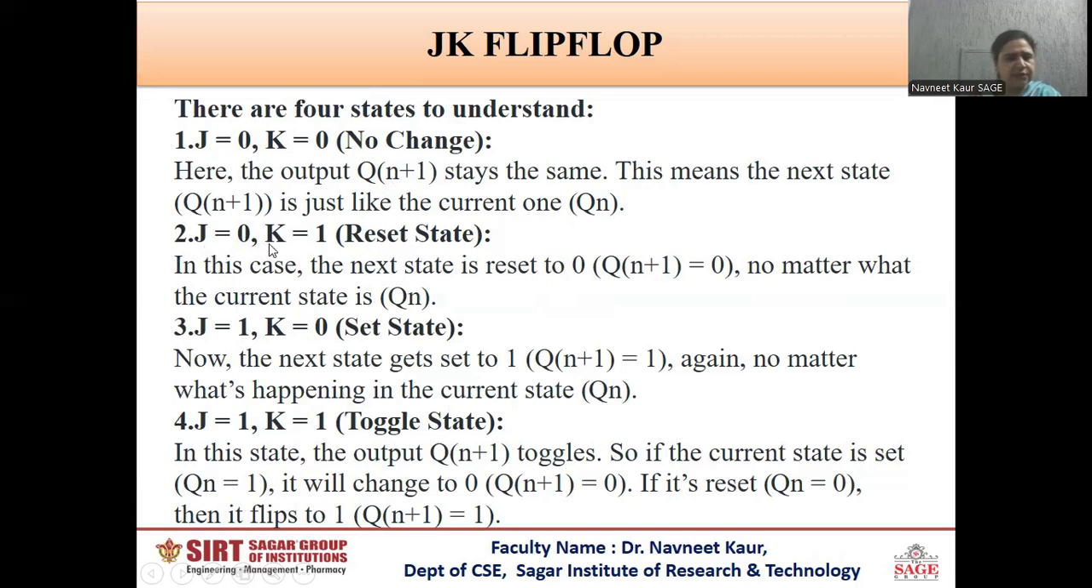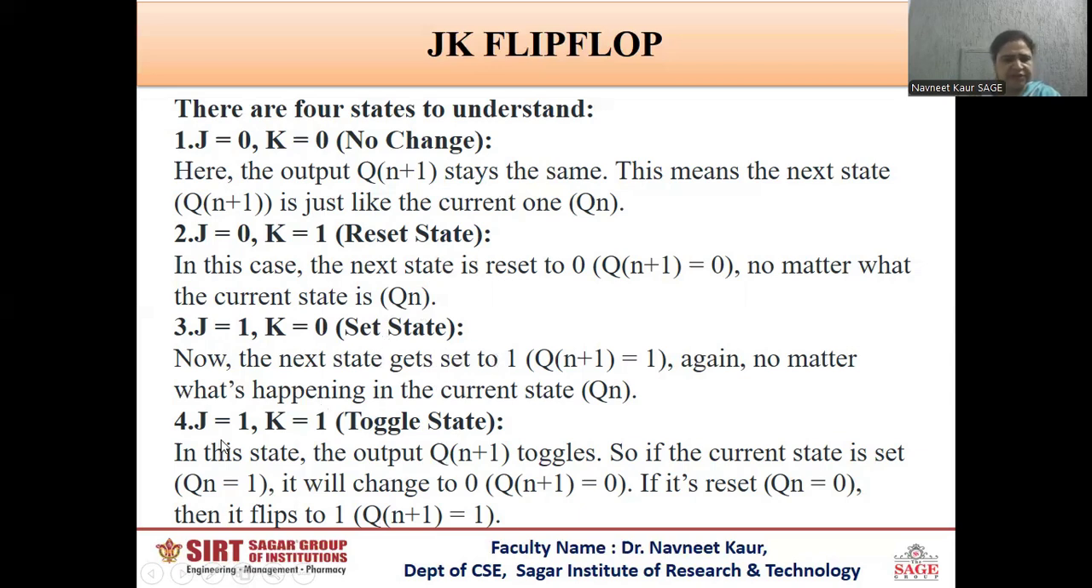When J is equal to 0 and K is equal to 1, in that case, the next output Qn plus 1 is 0, no matter what the current state Qn is. It can be 1 or 0. The next output Qn plus 1 is always 0, and it is known as reset state. Now, when J is equal to 1 and K is equal to 0, then the next state is always equal to 1, no matter what is happening in the current state Qn. So it is known as set state.